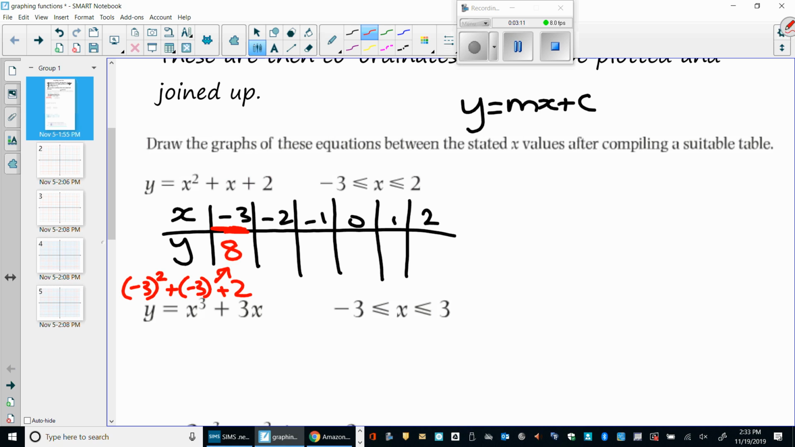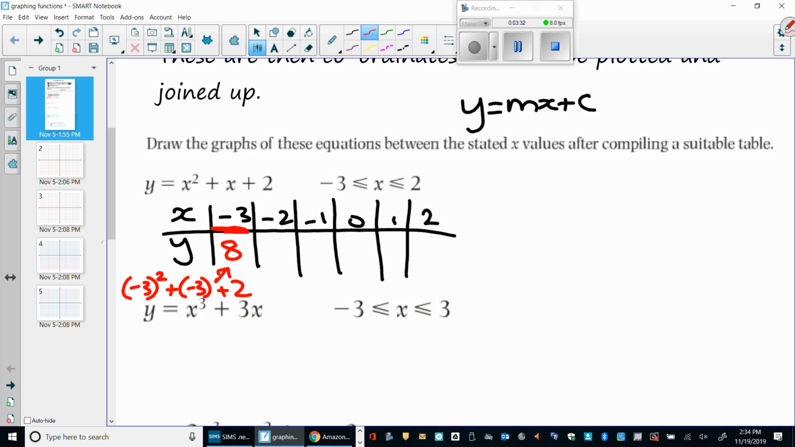We then stick -2 into there. -2 squared. You may get away with doing just a couple, especially if it's a straight line. The fact that these are not straight lines probably indicates you're going to need to do a few extra.